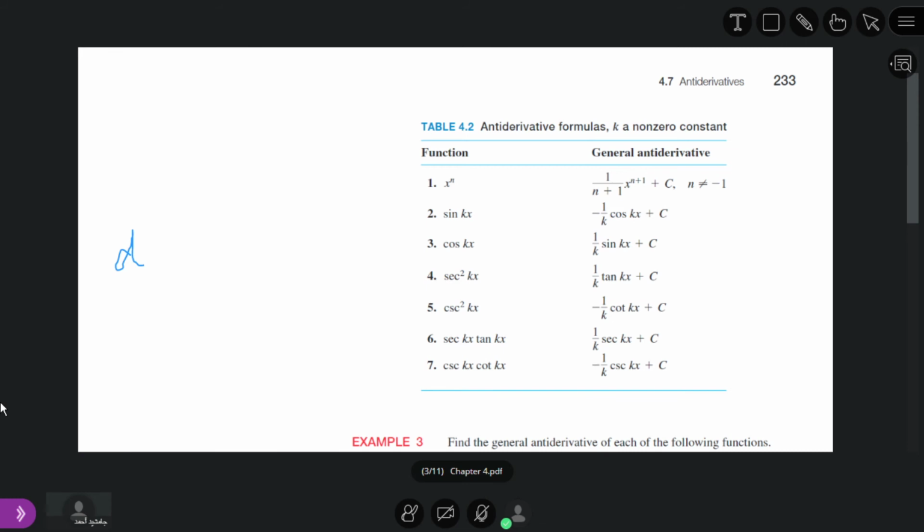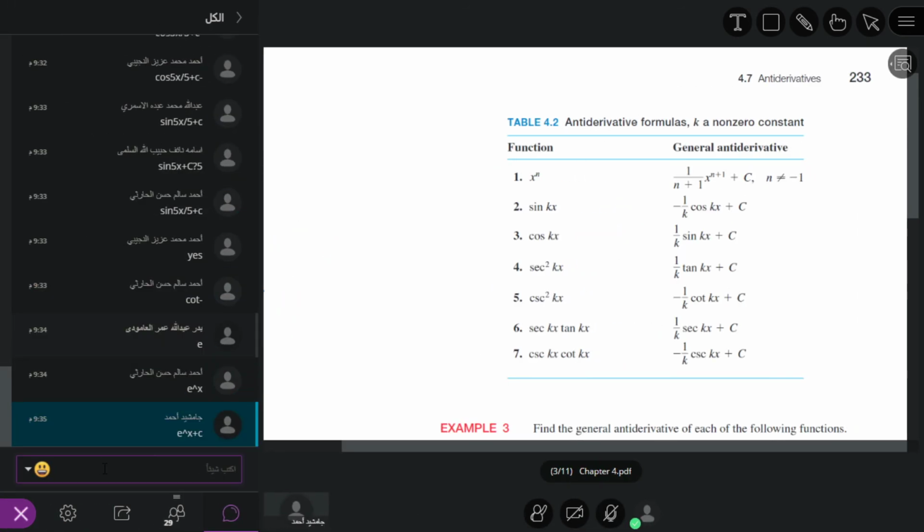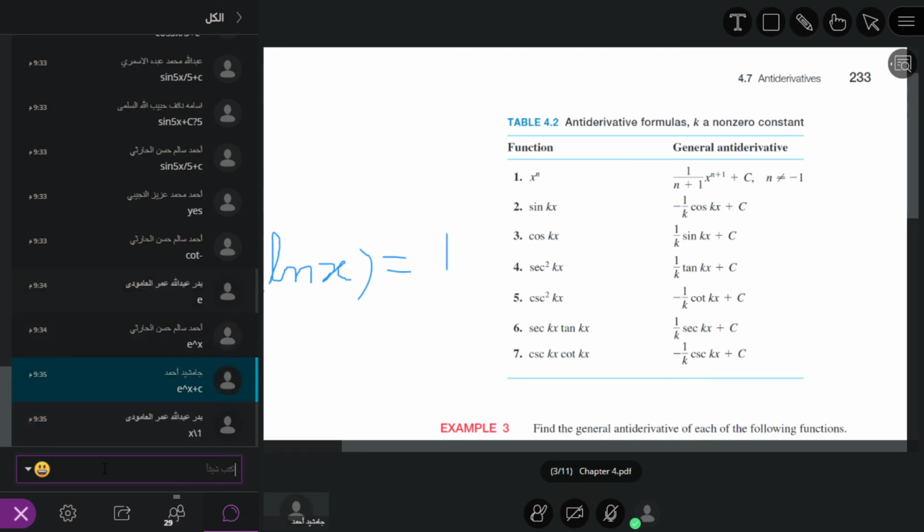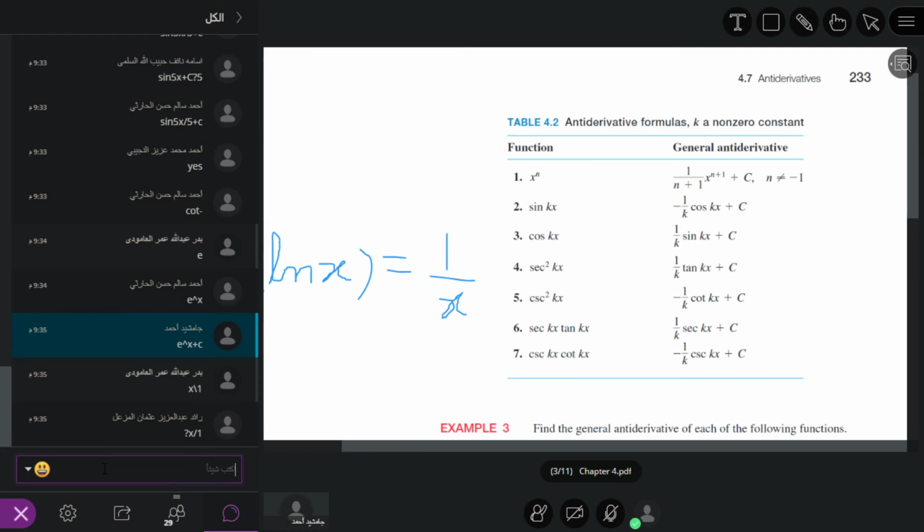Okay, now what is the derivative of ln x? It is equal to 1 over x. Yes, correct. So what is now the antiderivative of 1 over x?